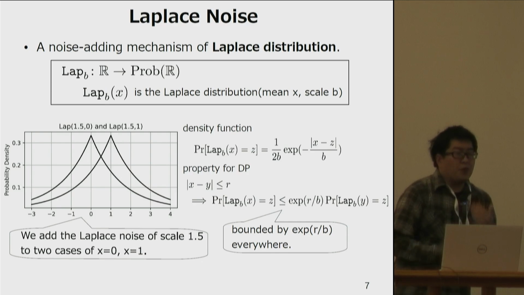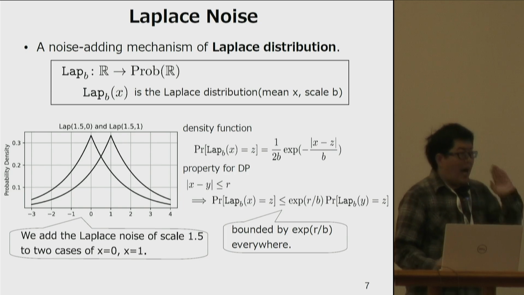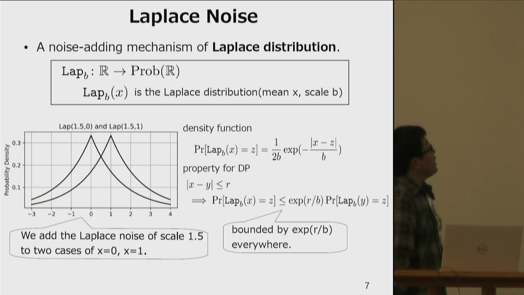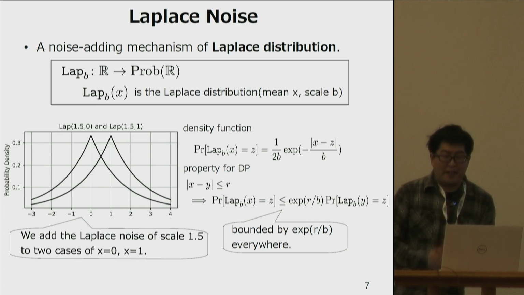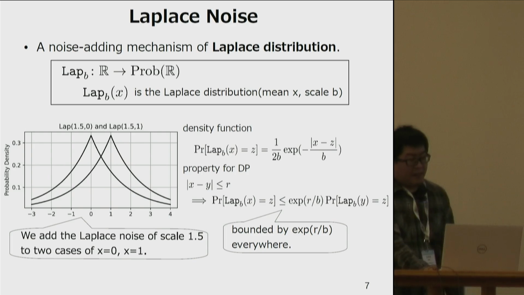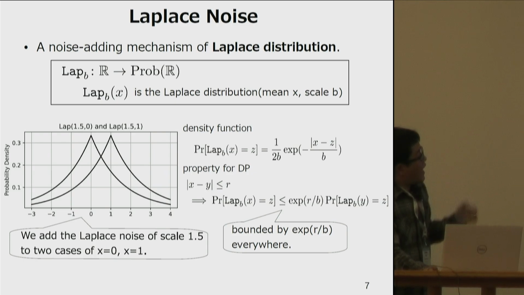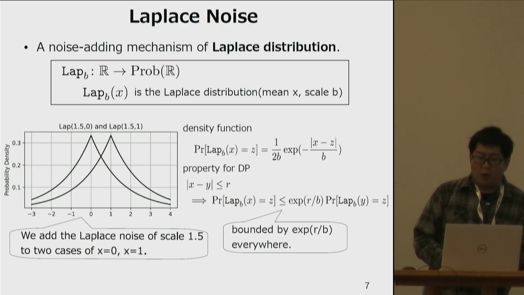Next, to realize differential privacy, we need to add noise, I said. So here is a typical mechanism of noise addition, the Laplace mechanism. It is a noise adding mechanism of Laplace distribution.